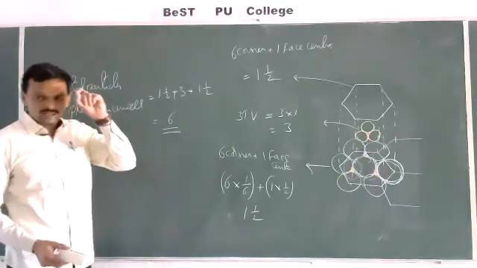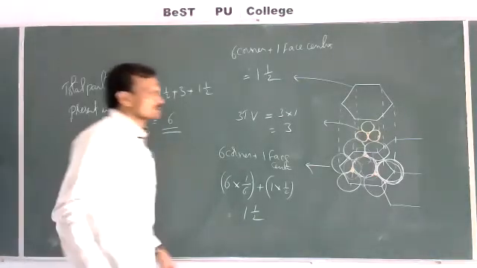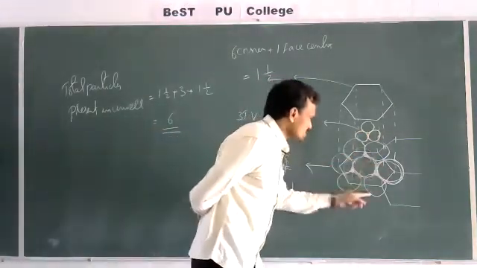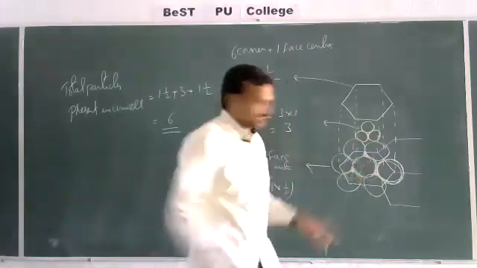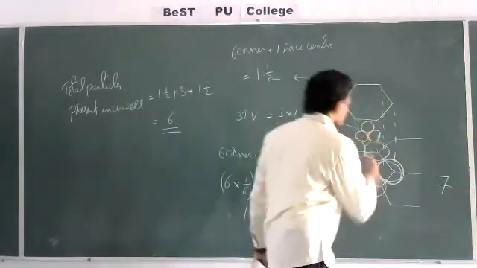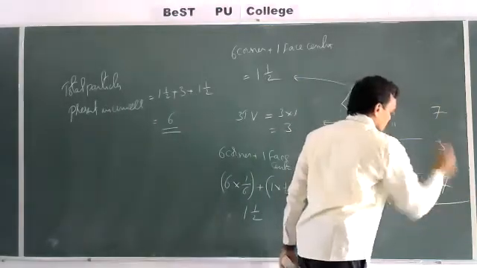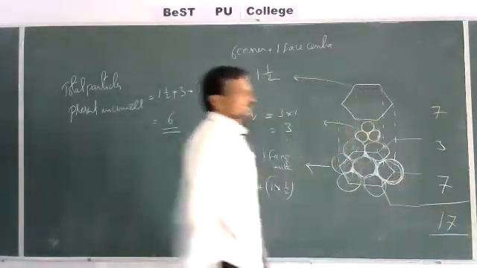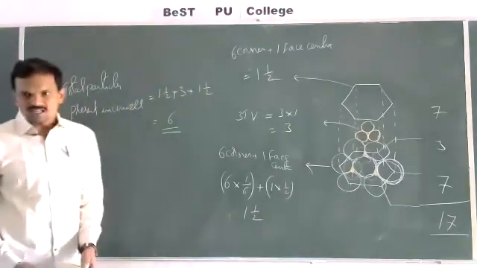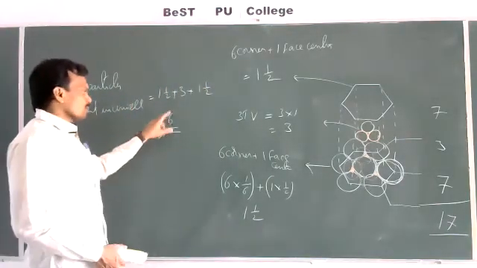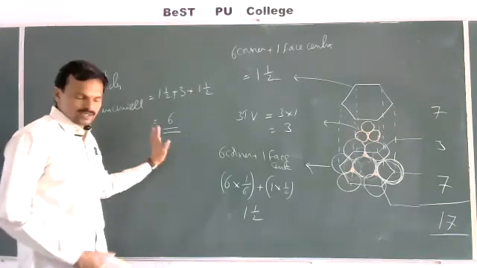Then what is the total number of lattice points? See here, 6 plus 1, 7. Here 7 lattice points, here 3 and here 7. Total 17 lattice points will be there. Lattice points 17, but the number of particles present in the unit cell is 6.